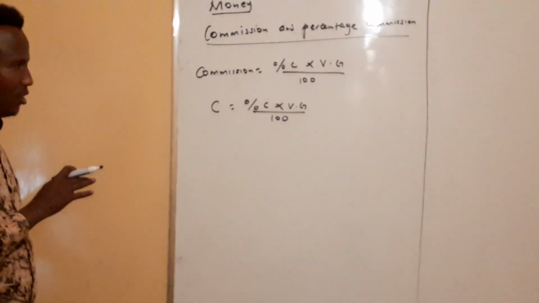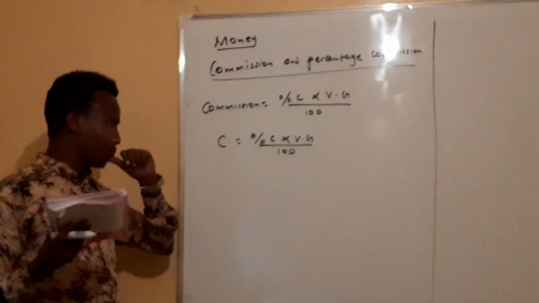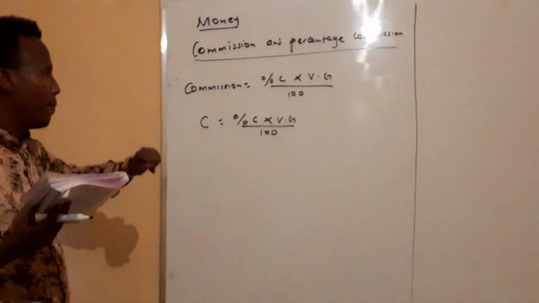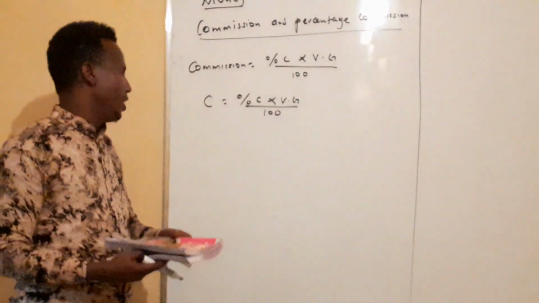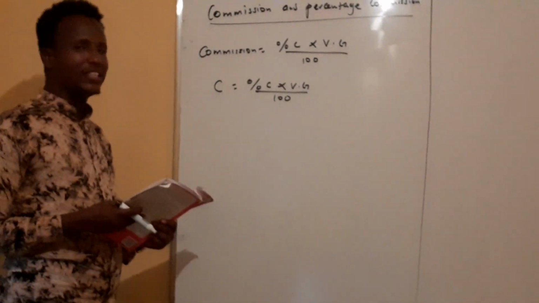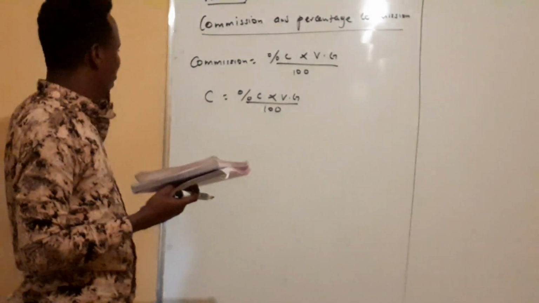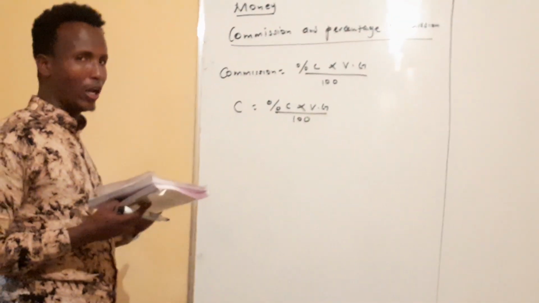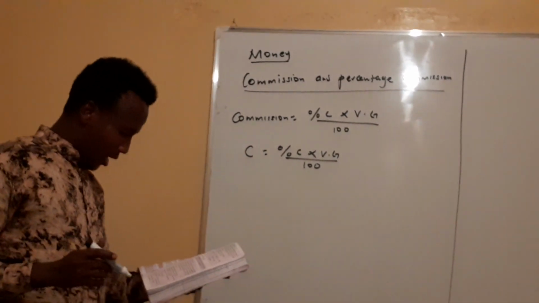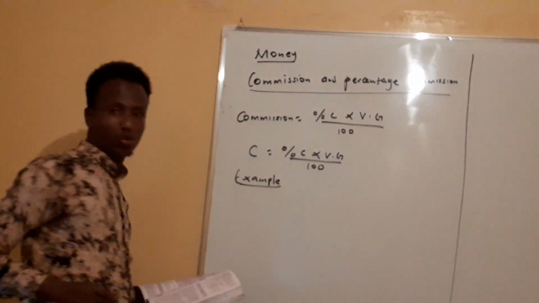Take your time and enjoy the life of mathematics here. In the examination, you can be asked to look for commission. You can also be asked to look for percentage commission or the value of goods. This 100 here is constant. Nobody is going to ask you during examination. A student is expected to know how to get commission, percentage commission and value of goods. Don't worry about that. I'll write for you the formula of getting each one of them. Let's start with how to get commission.